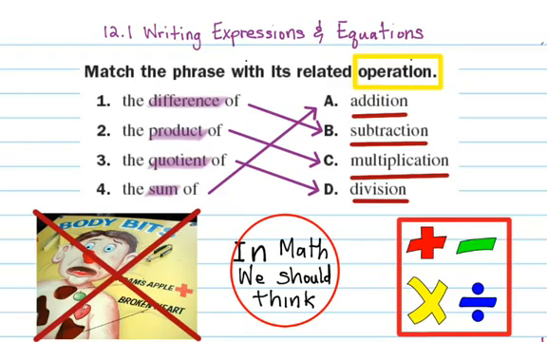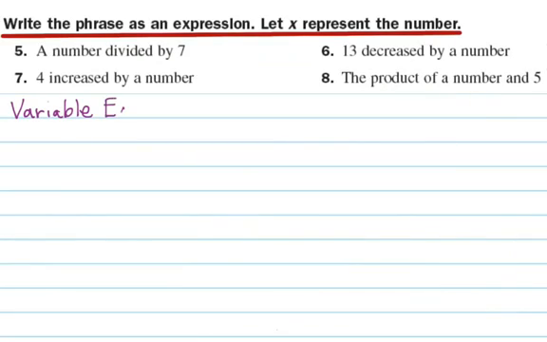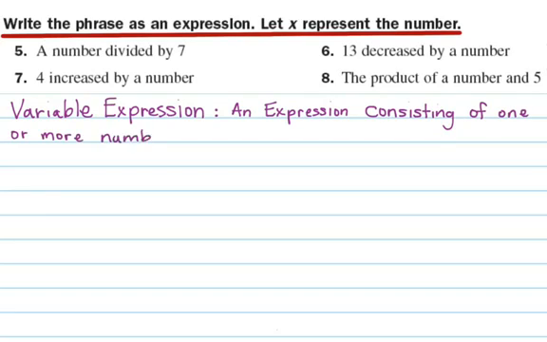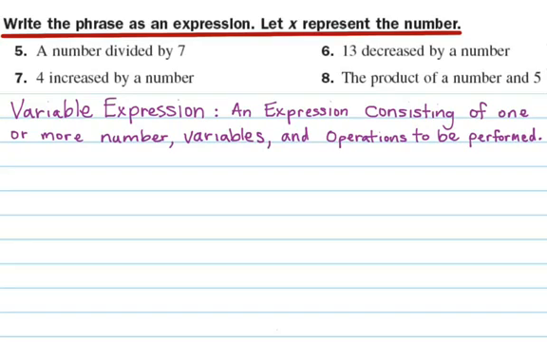Now, the next slide that we're going to be talking about is some of the questions. So that was problems 1 through 4. This kind of goes over some of the definitions of those things. So on the next page, we're going to go over, and this next page is, write the phrase as an expression. Let x represent the number. Remember, a variable expression is an expression consisting of one or more numbers, variables, and operations to be performed. Now, that's the formal definition of a variable expression. One thing that we talked about earlier is an expression does not have an equal sign, an equation does.